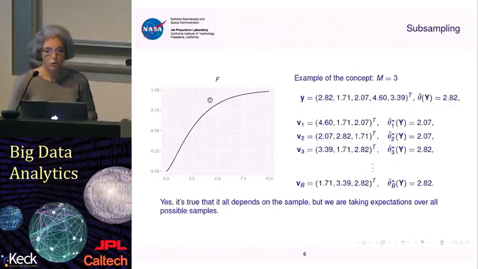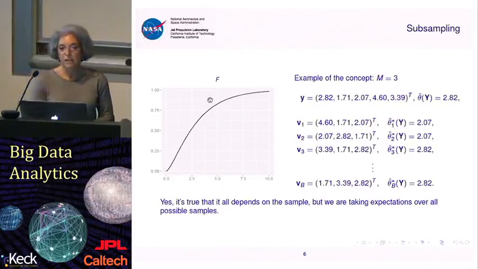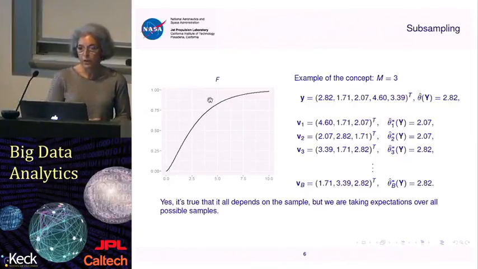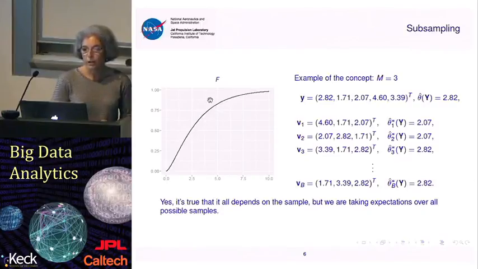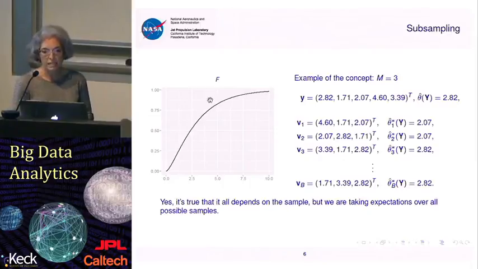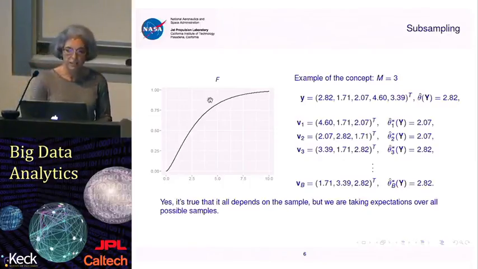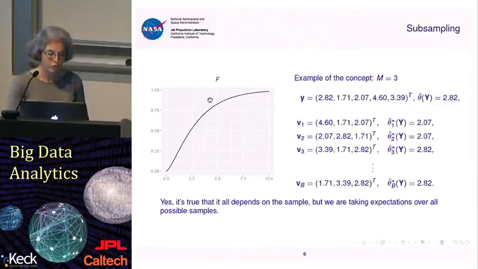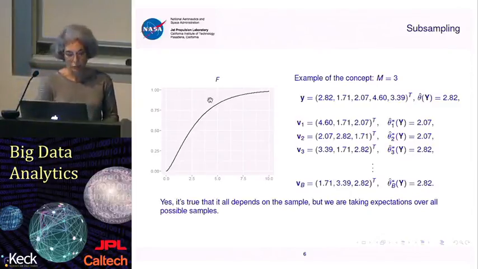So here's a cartoon illustration of subsampling for a really simple example of an original sample of size 5, like we had with the bootstrap, and a subsample size of 3. So the top line here is the original sample, 2.82 is the median of the original sample, and then I've shown V1 to VB as the subsamples and their corresponding medians, and I've replaced the empirical distribution function on the left with the true distribution function of a chi-square 3 in order to make the point.